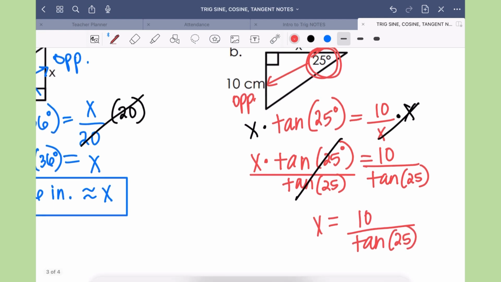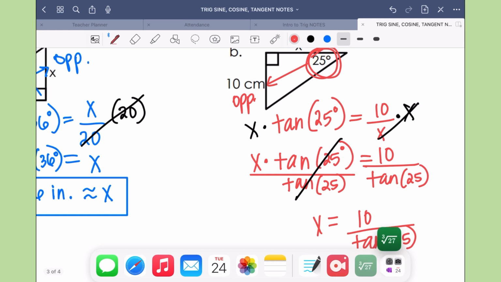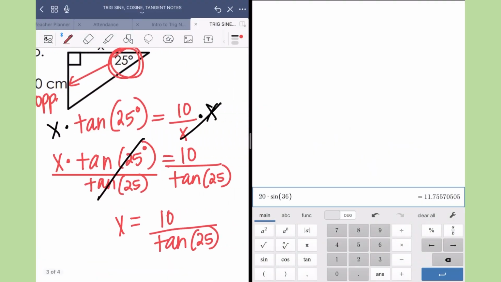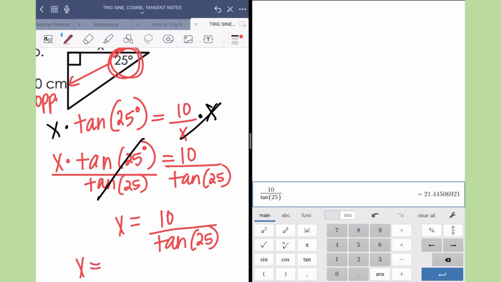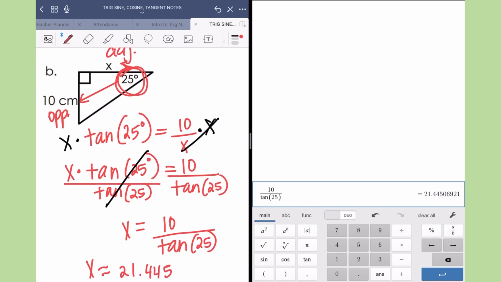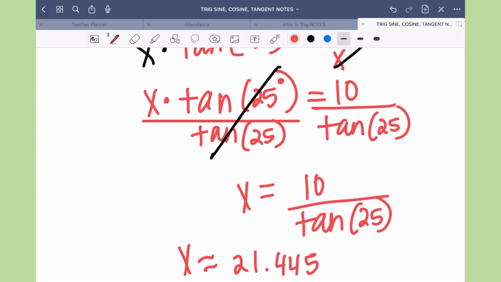So let's type that in our calculator. 10 divided by tangent of 25. So what does x equal? 21. Well, it's approximately, as we're rounding, 21.445. And this one was centimeters.